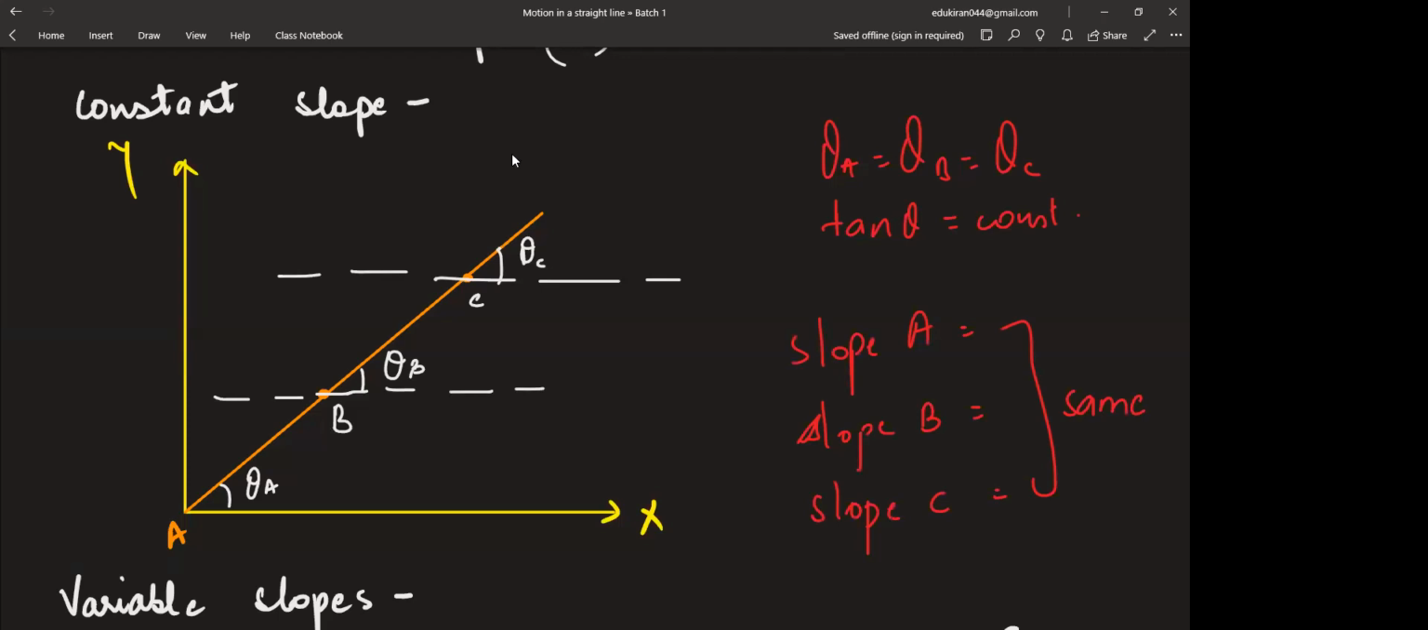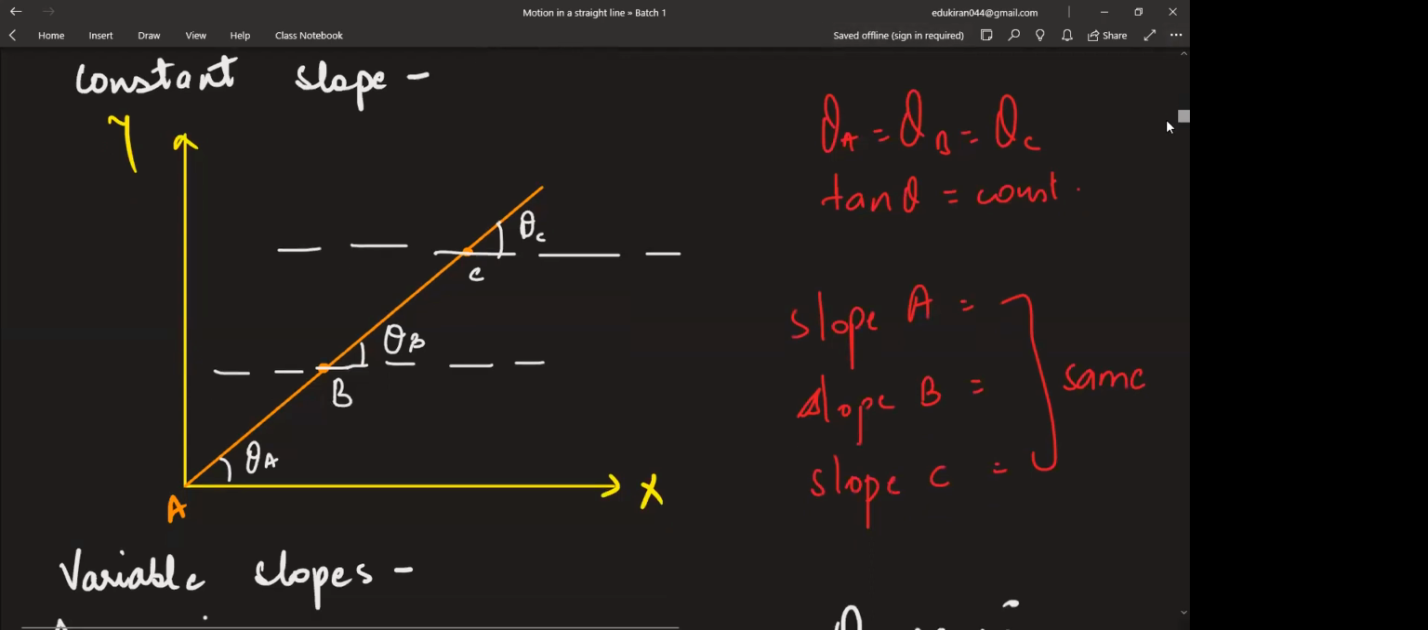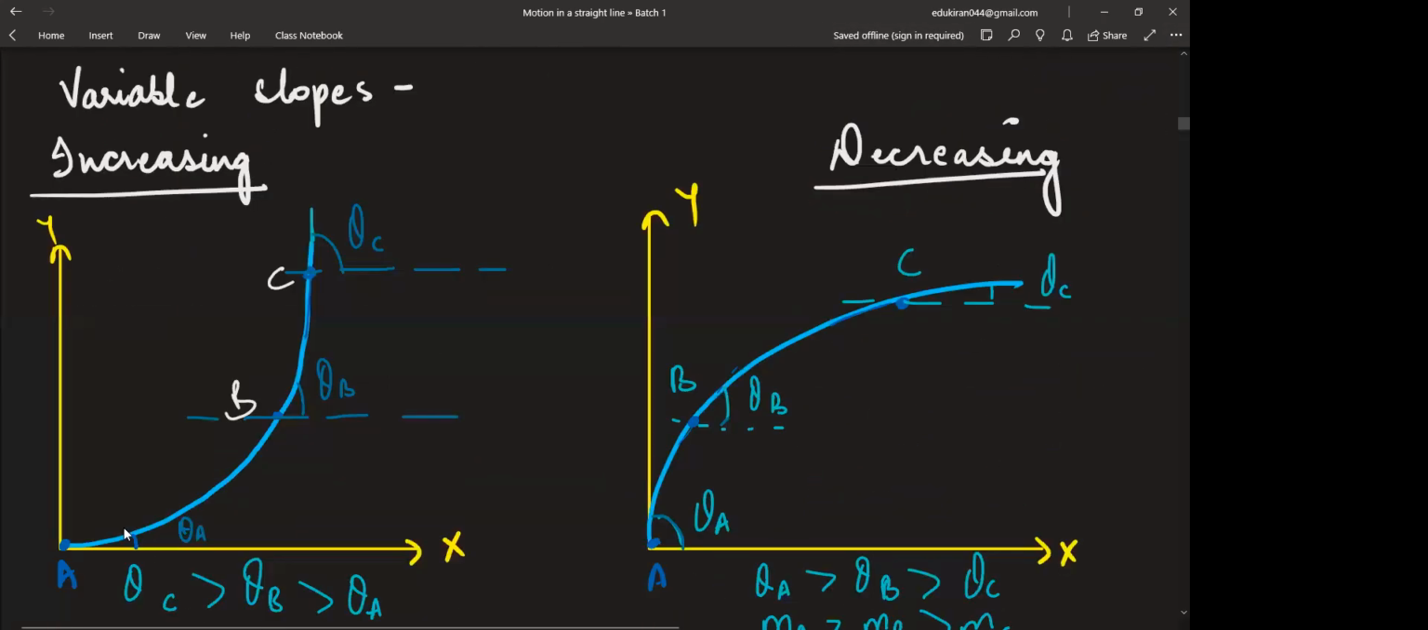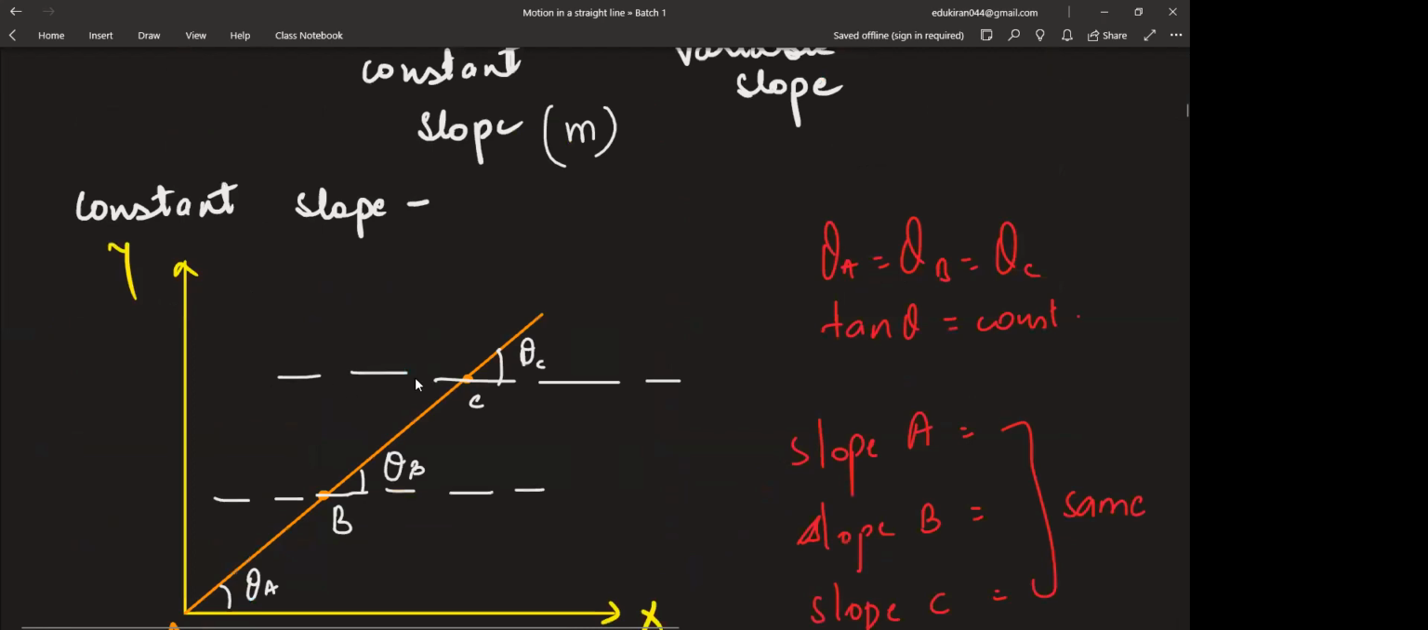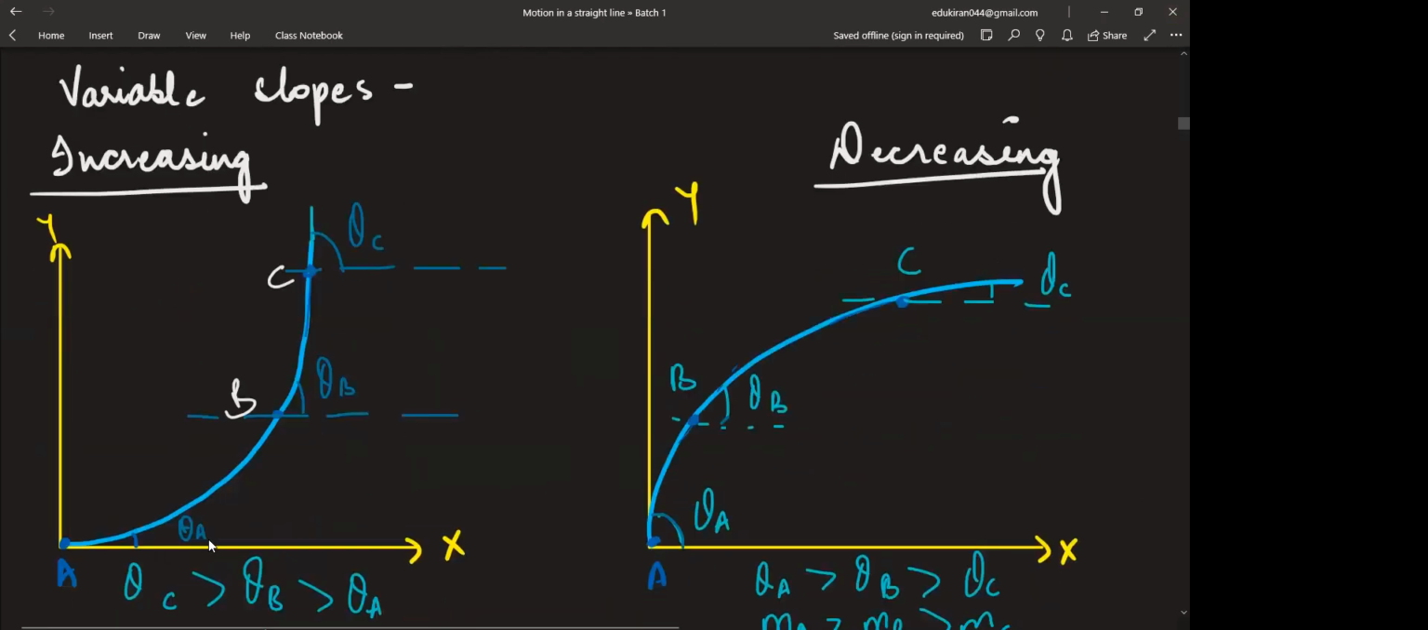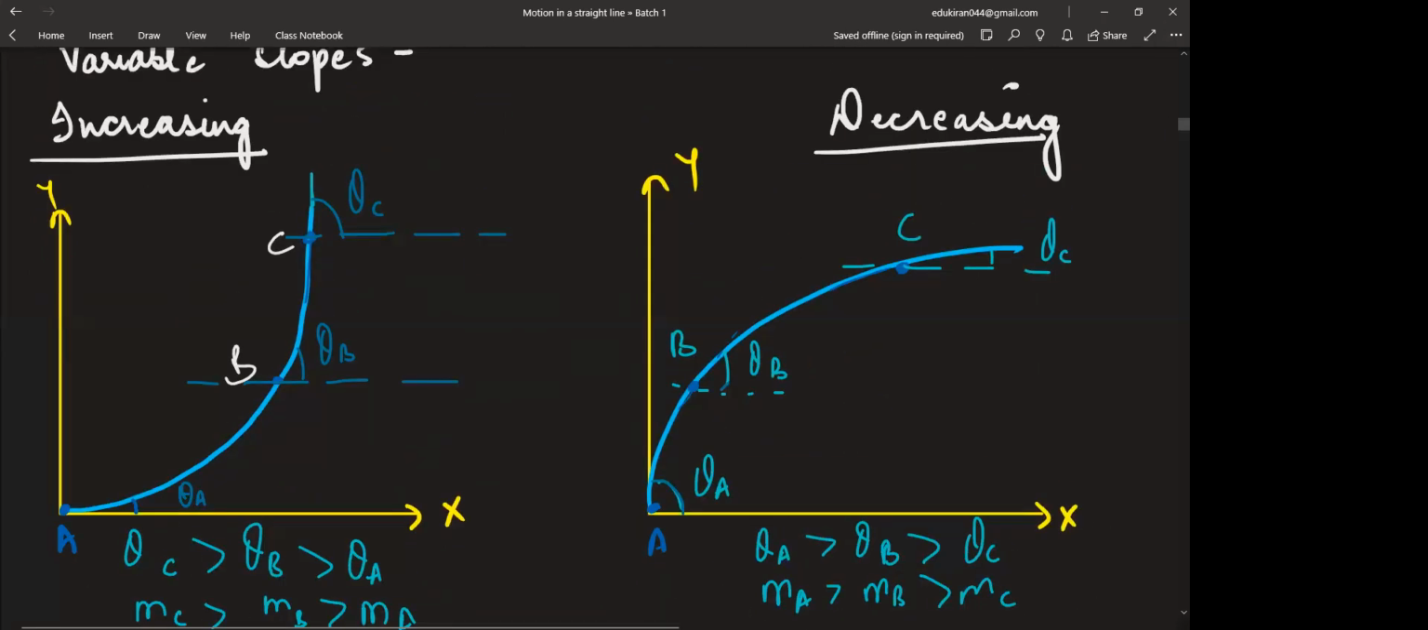But there are graphs which can vary also. It means the angles are differing, like look here. This is an increasing graph. Look, angle theta A is very less, theta B is greater, then theta C. How to check these angles? Just draw an imaginary or dotted line parallel to the x-axis. Look, theta A, then theta B, then theta C. Theta C is the maximum. So you will see the order of the slope also: MC is greater than MB, which is greater than MA. This is the least slope. So this is an increasing slope.